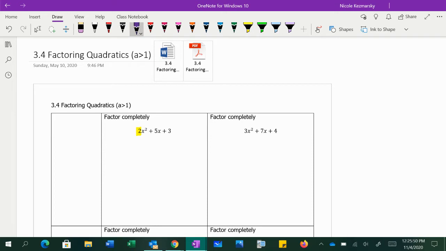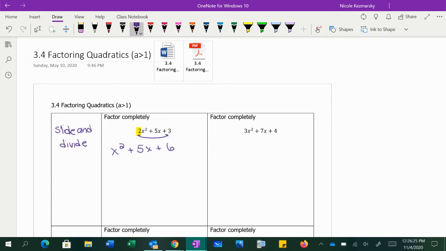And there are a variety of techniques out there. What I'm going to show you guys is something called slide and divide. So first, we're going to take the leading coefficient and slide it over to the 3 and multiply them together. So we no longer have a number in front of the x, so it's just going to be 1x squared. The middle term stays the same, and then 2 times 3 is 6.